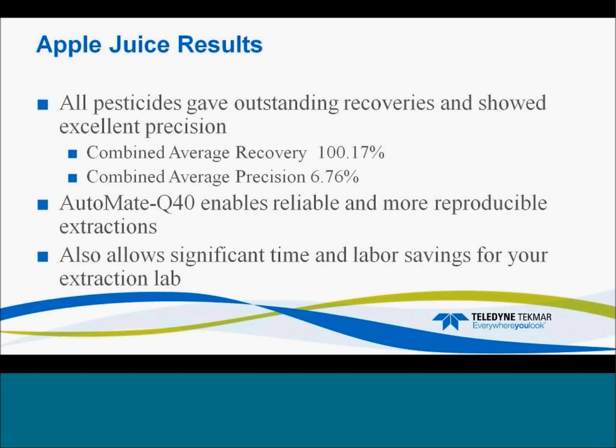So looking at this apple juice study, all pesticides gave outstanding recoveries and showed excellent precision. A combined average recovery across all levels from the 10, 50, and 100 ppb extraction checks from Teledyne Tekmar and the Pacific Agricultural Lab came in at 100.17%. And then we had a combined precision of 6.76%. So with this, the Automate enables a reliable and more reproducible extraction and also allows significant time and labor savings for the extraction lab.